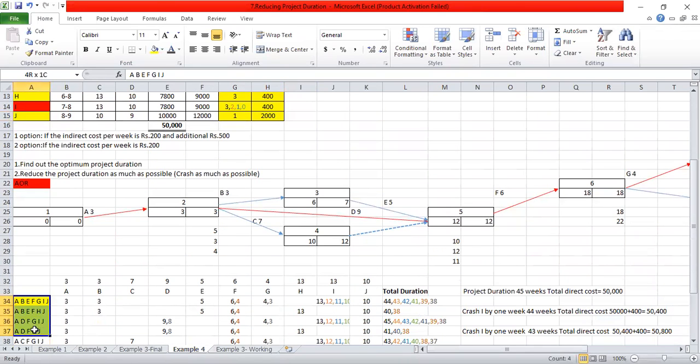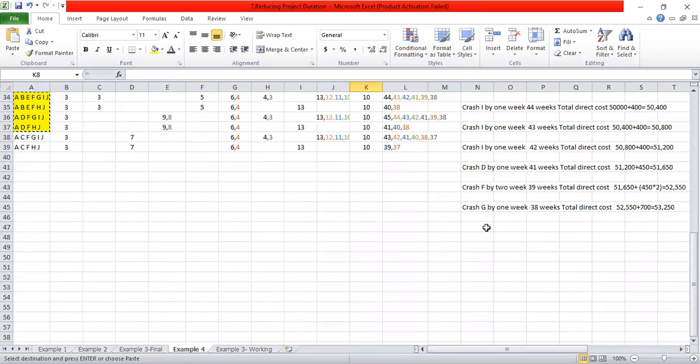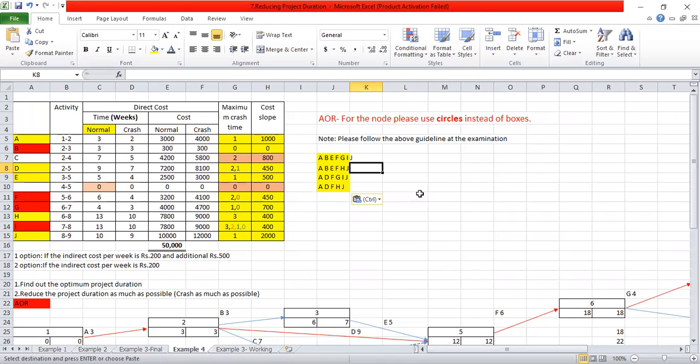So if I take all these critical paths here, Ishara is telling that we are going to crash H activity. So we have crashed up to G activity, right? So we are now going to see what activity we are going to crash. So B is already deducted.